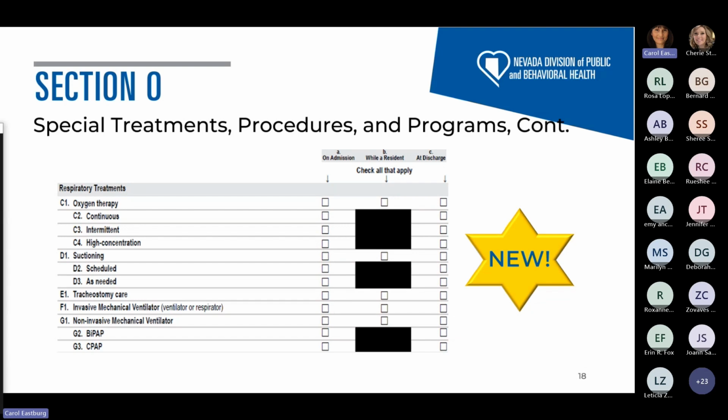Continuous is defined as 14 hours or more per day. Intermittent would be less than 14 hours per day. A high concentration therapy system delivers oxygen at a concentration that exceeds a fraction of inspired oxygen of 40%. That is, it exceeds that of simple low flow nasal cannula at a flow rate of 4 liters per minute.